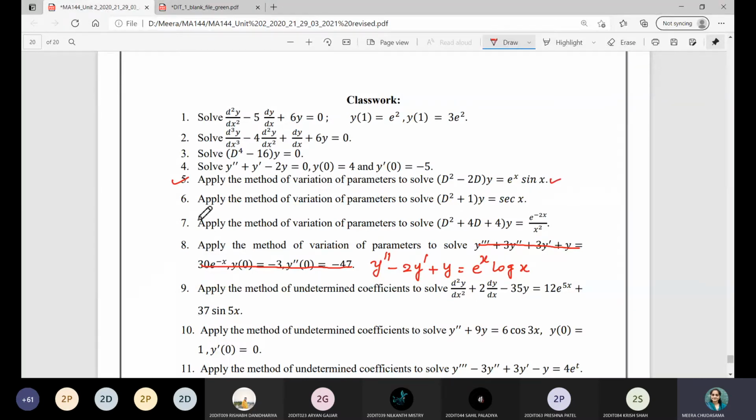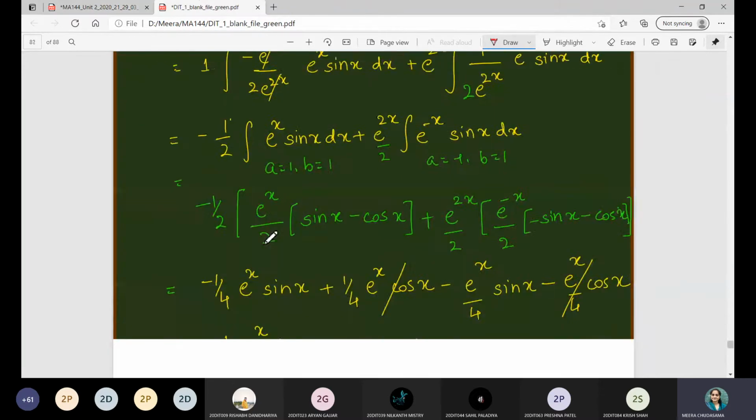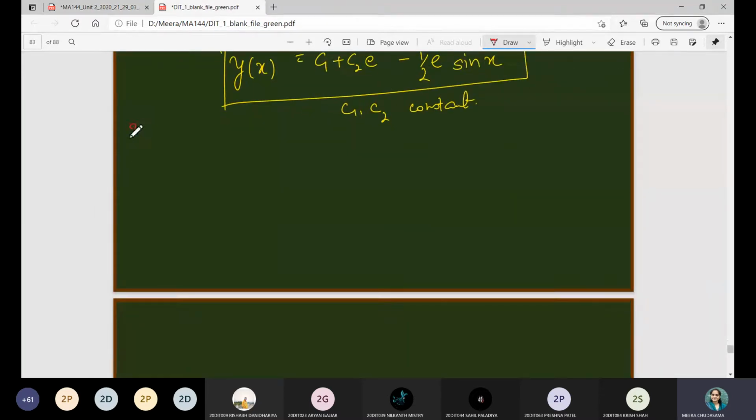So I will start with this sixth example. Apply the method of variation of parameter to solve (D square plus 1)y equals sec x. Let me write it down. The example is: solve (D square plus 1)y equals sec x using the method of variation of parameter.